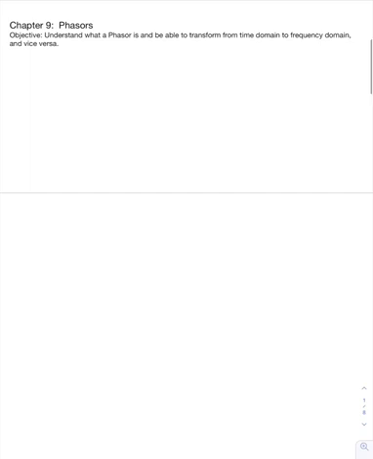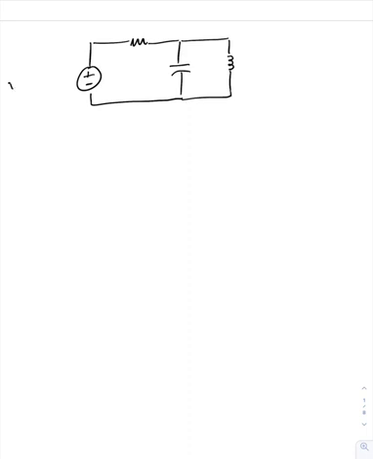The solution to circuits with sinusoidal sources is phasors. And what we will be doing in this chapter, sorry about this awful writing, is we will learn how to take a sinusoidal source and convert it to a phasor, which would look something like this.